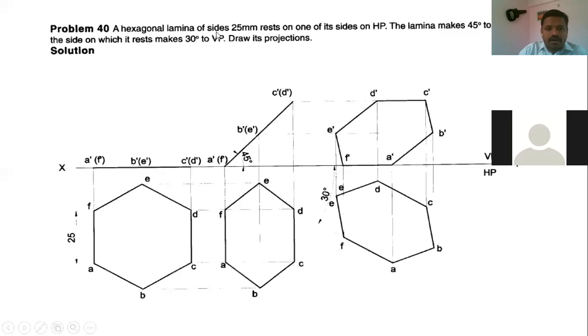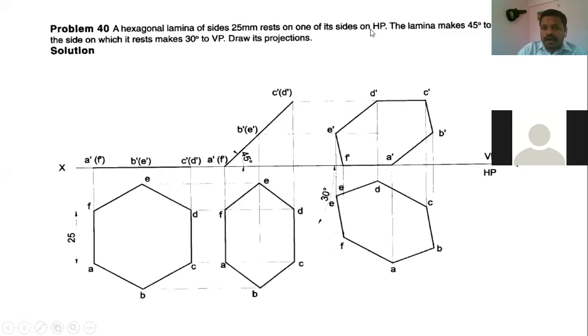A hexagonal lamina of size 25 mm. Definitely we require a side length, that is 25 mm, which is given. It is resting on one of its sides. That is the second condition we require. Whether it is resting on a corner or a side is very essential. He says that a hexagonal lamina of size 25 mm rests on one of its sides.